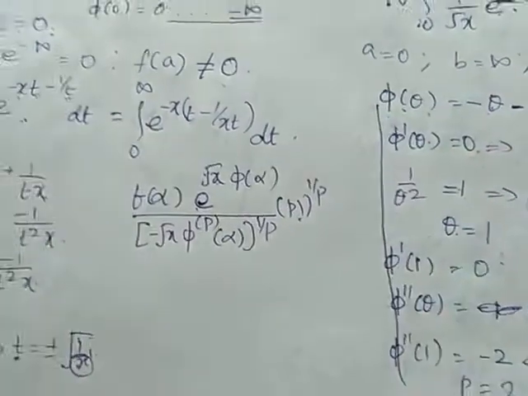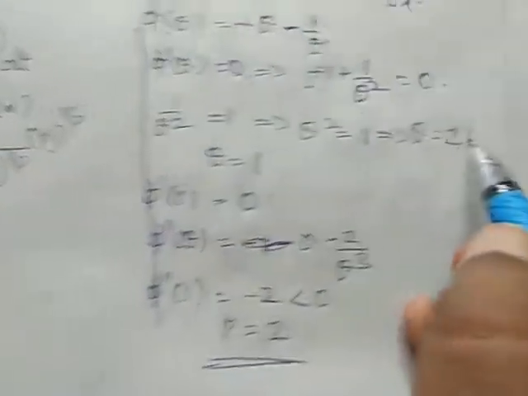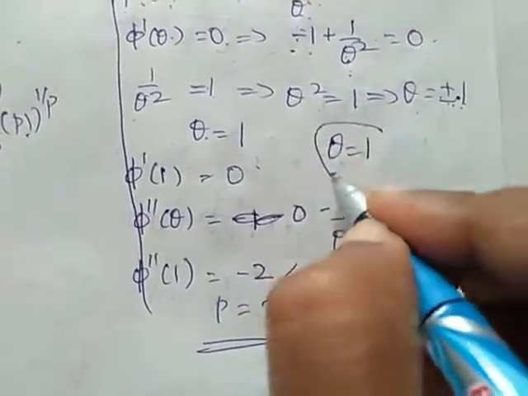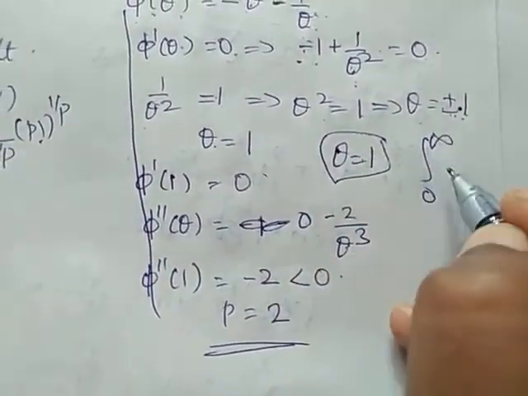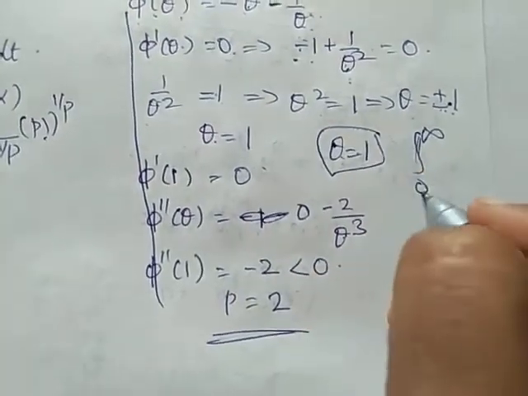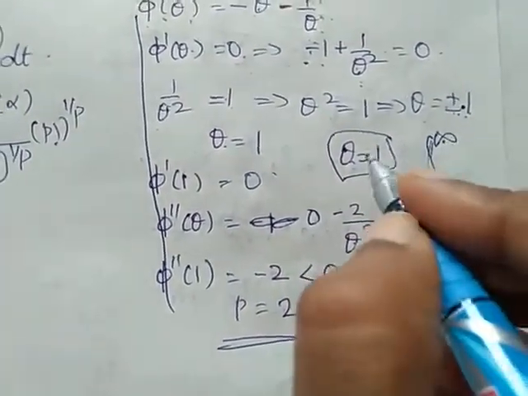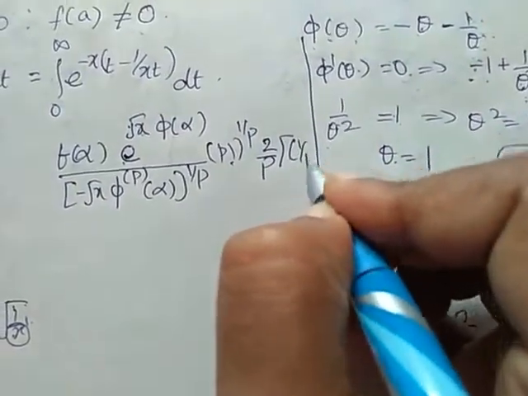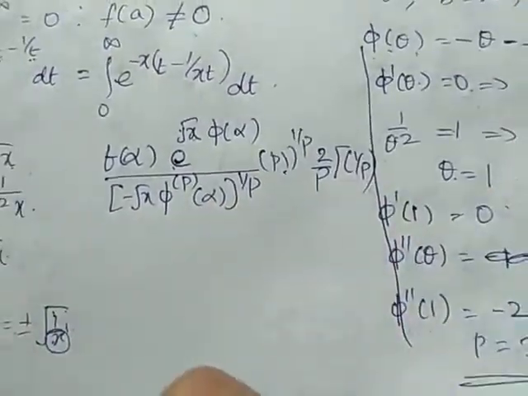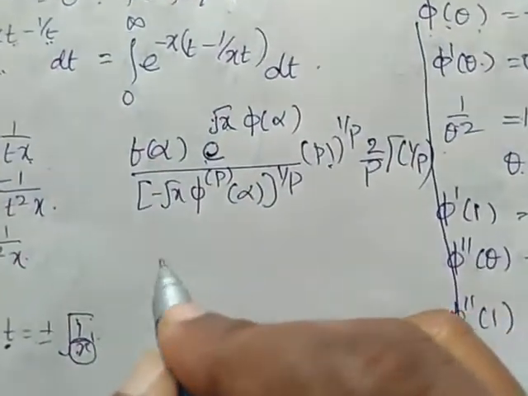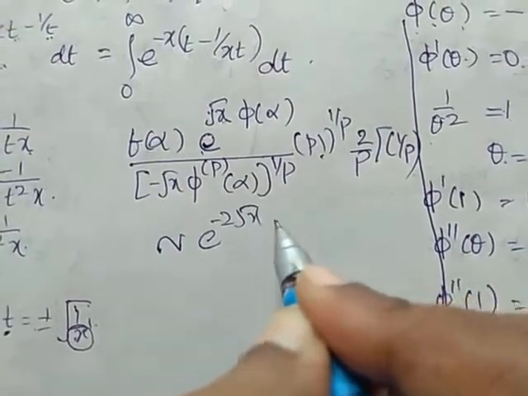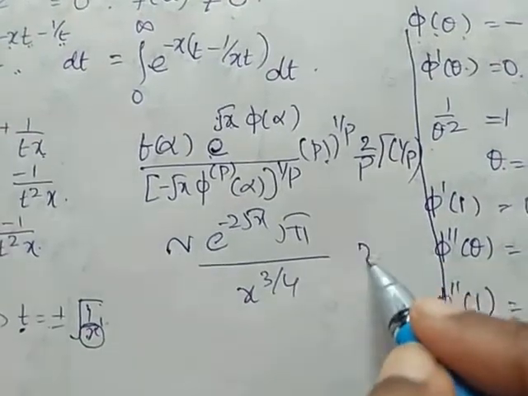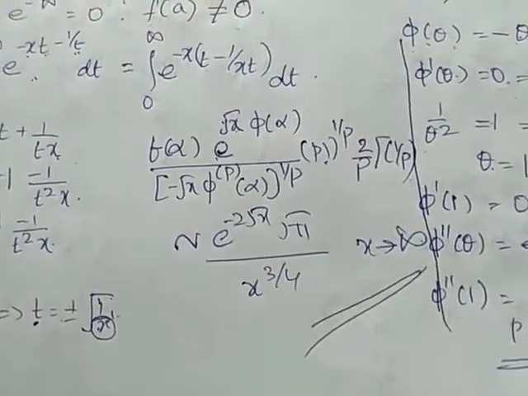Which case is this? Our theta value is 1, our interval is between 0 to infinity, therefore theta lies between these. It is not equal to the lower limit and not equal to the upper limit, therefore it is the first case, so it should be 2 by p, gamma of 1 by p. If we substitute these values, we get the result: it is asymptotic to e power minus 2 root x, root pi by x power 3 by 4, as x tends to infinity. This is our final answer.